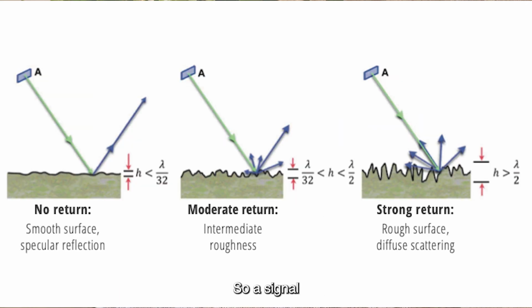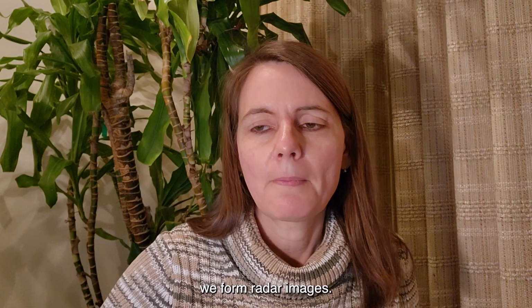So a signal within the microwave range of the spectrum is sent from the satellite toward the surface of the Earth. And upon reaching the surface, that signal scatters in different directions, and the satellite receives the part of the signal that is scattered towards it. And then through complex processing, we form radar images.